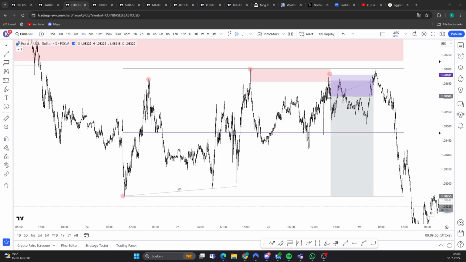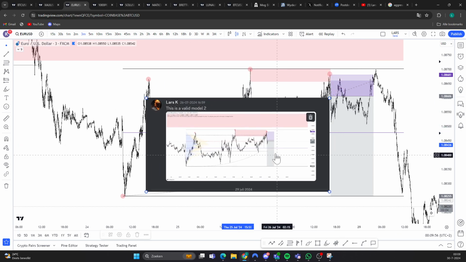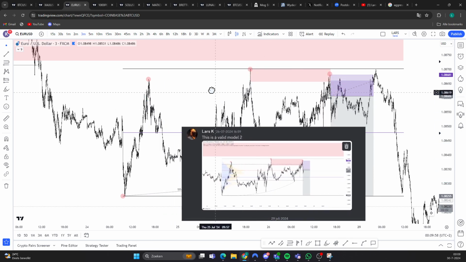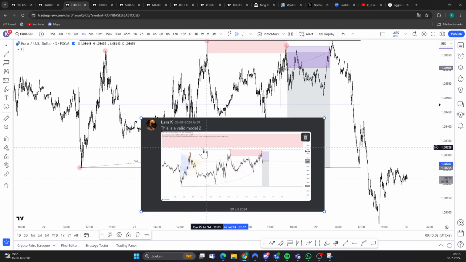Give me 1 second. Boom. Right here, you can see literally the exact same chart right now. You see that? Liquidity curve right here, model 2 trade. It's exactly this entry right here.